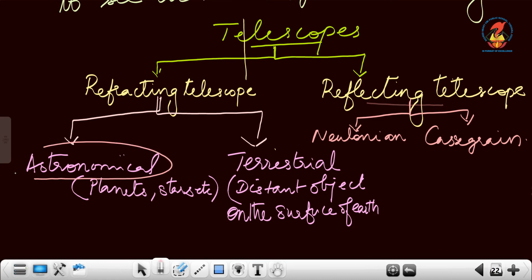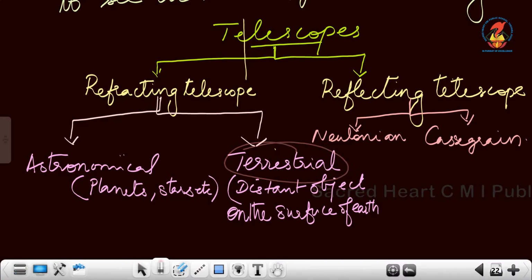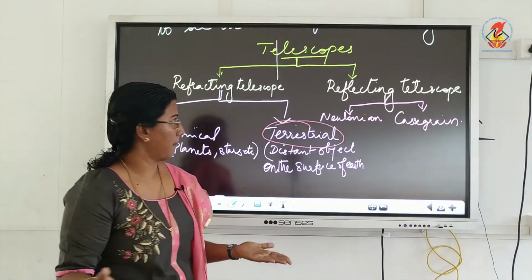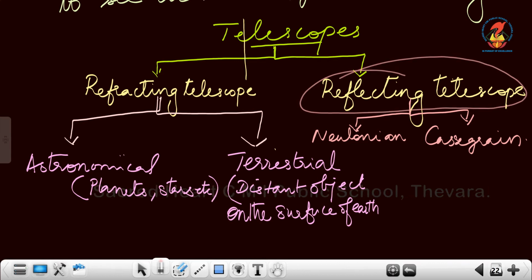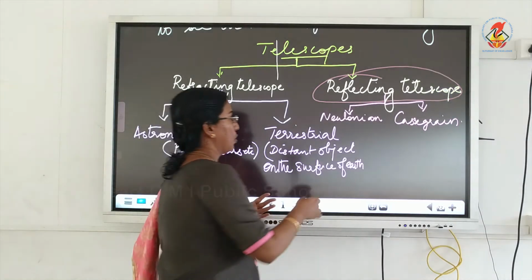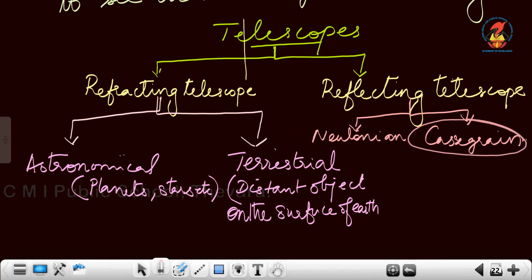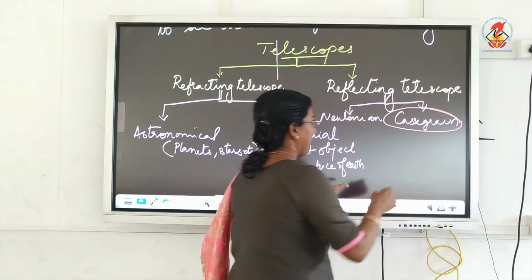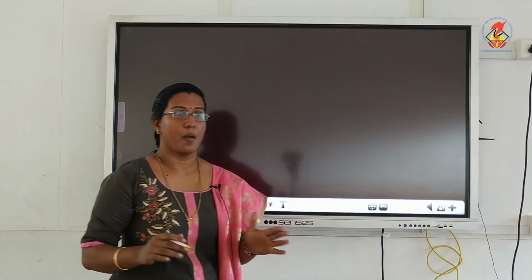That is the astronomical telescope, the one which we use to view space or celestial objects, and the next one is the terrestrial telescope, the one which we use to see distant objects on the surface of the earth. And reflecting telescopes are the telescopes which make use of mirrors, convex mirror and concave mirror, and they are of two types, Newtonian telescope and Cassegrain telescope. Now in this video we are going to study the Cassegrain telescope, and there is no need to study the derivation for magnification, but you have to study the ray diagram, and you also must study how the telescope works.